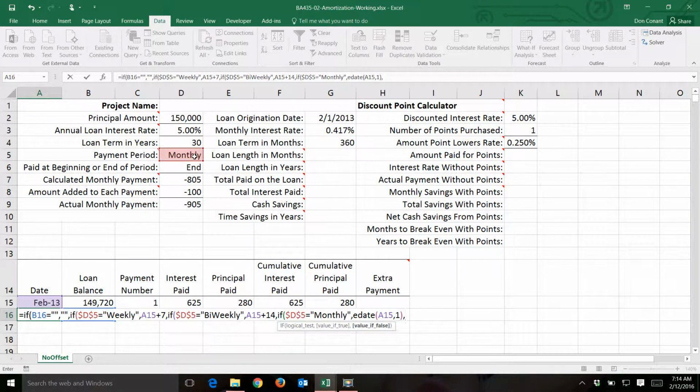If it doesn't, we'll use our IF statement. Look again up to D5, make that absolute. Set that equal to quarterly. If it equals quarterly, then we'll take EDATE, use the previous date, and add to that 3 months.